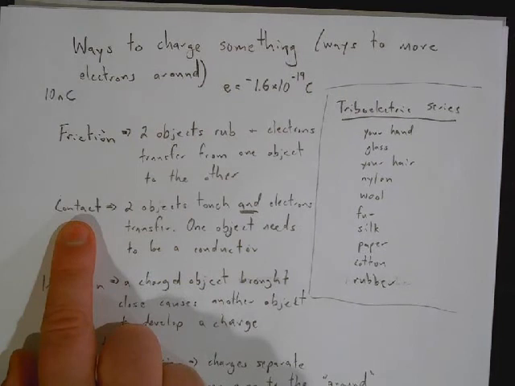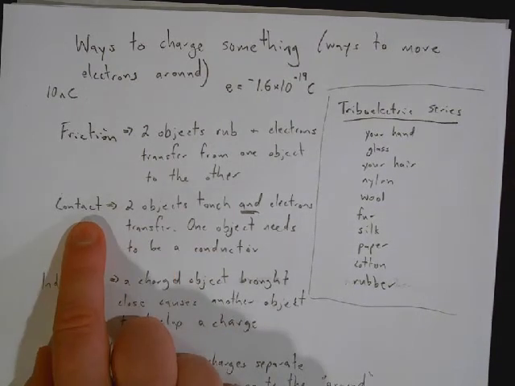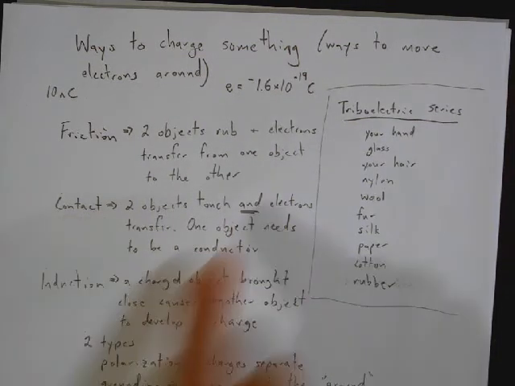If you see a giant spark like lightning, that's charging by contact. Okay, that's electrons literally transferring. And this is where I want to make sure you understand. Like with lightning, the cloud isn't actually touching the ground, but that's still considered contact because you're transferring electrons.